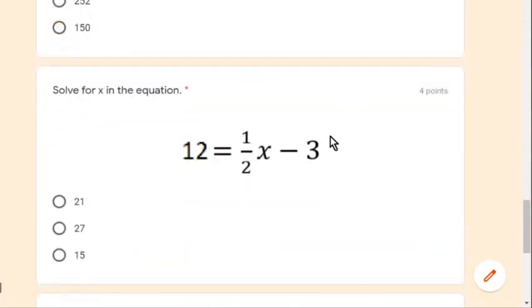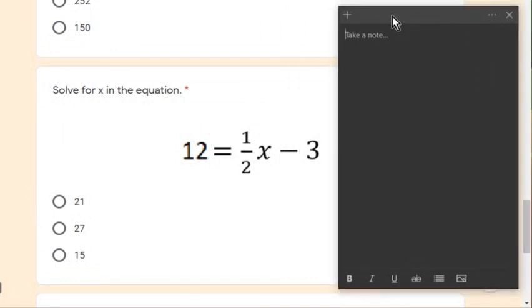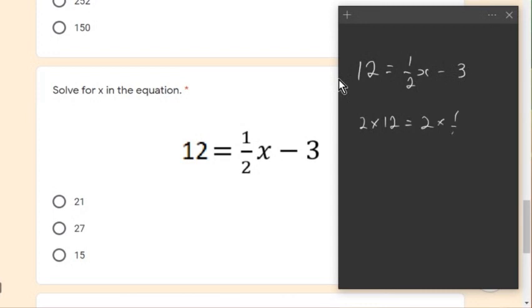Next question, I have to solve for x in this equation, which has a fraction in it. So I have 12 is equal to half x minus 3. I can multiply through by 2, so I have 2 times 12 is equal to 2 times half x minus 2 times 3. So this will give me 24. This 2 will cancel this 2, so I'll have just the x minus 2 times 3 is 6. So now I have 24 plus 6 is equal to x.